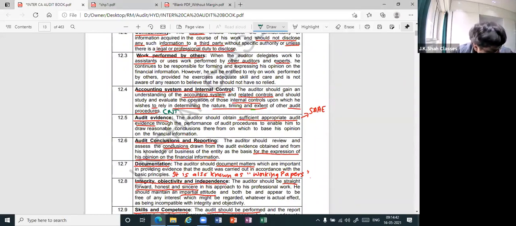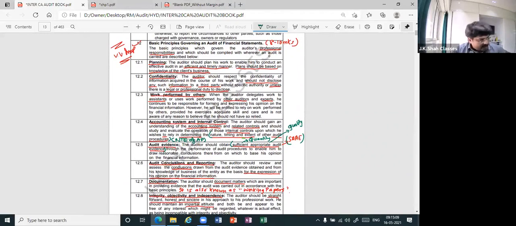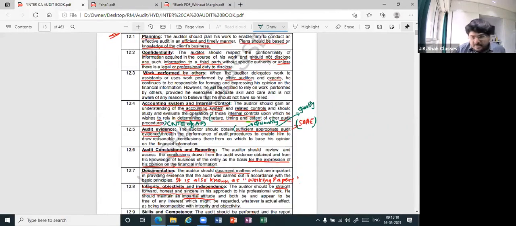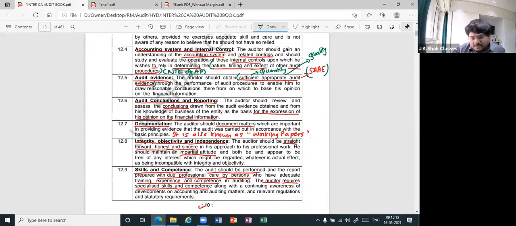This is your NTE of AP: nature, timing, extent of audit procedures. And this is your SAAE, sufficient appropriate audit evidence. Sufficient is your quantity and appropriate is your quality. Okay, page 15 for you. I want you to mark it, read it, important. Also write down that it is known as working papers, like I have written for documentation. I think page numbers are different, the answer is still the same.